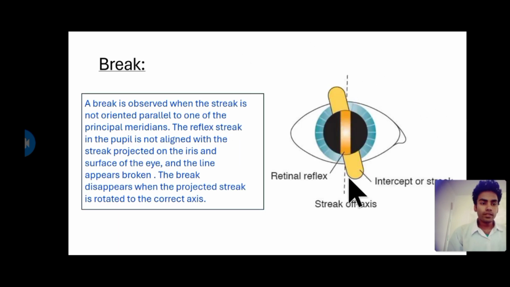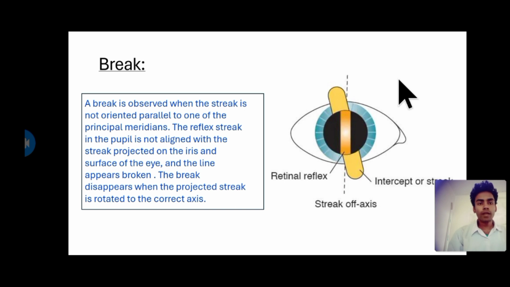So let's understand what the break is. Look at this picture. It is a very familiar picture to those who are doing retinoscopy. This is the retinoscopic reflex, and this is the retinal reflex, the reflex on the eye. In a normal case, when you are doing retinoscopy, the retinal reflex and the retinoscopic reflex are parallel, but here they are not. The retinoscopic reflex is aligned in this way, the retinal reflex is aligned vertically, and this reflex is tilted slightly. So there is a break in this position. This is called a break, which is found in an astigmatic case.